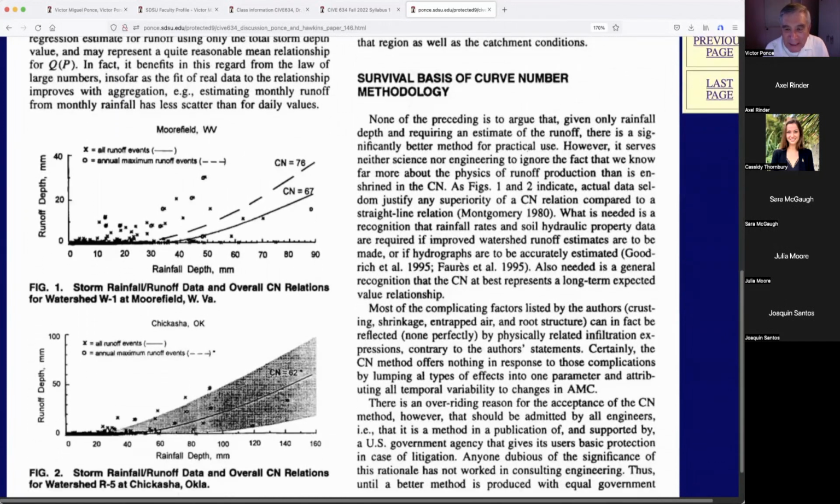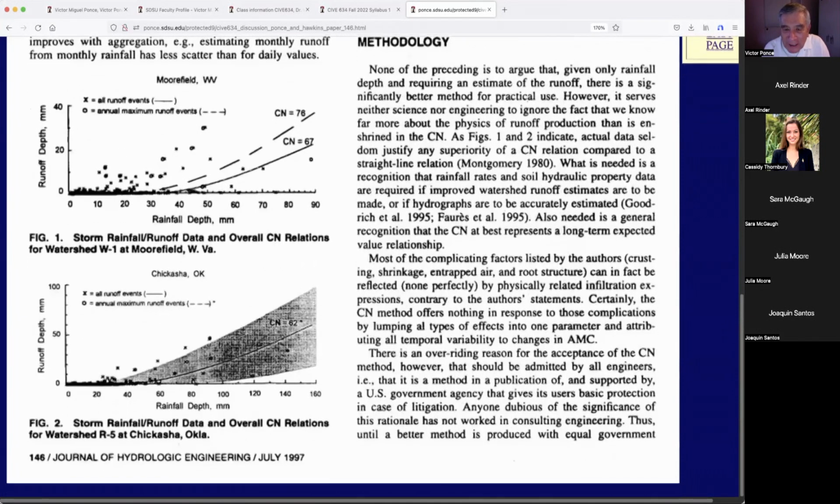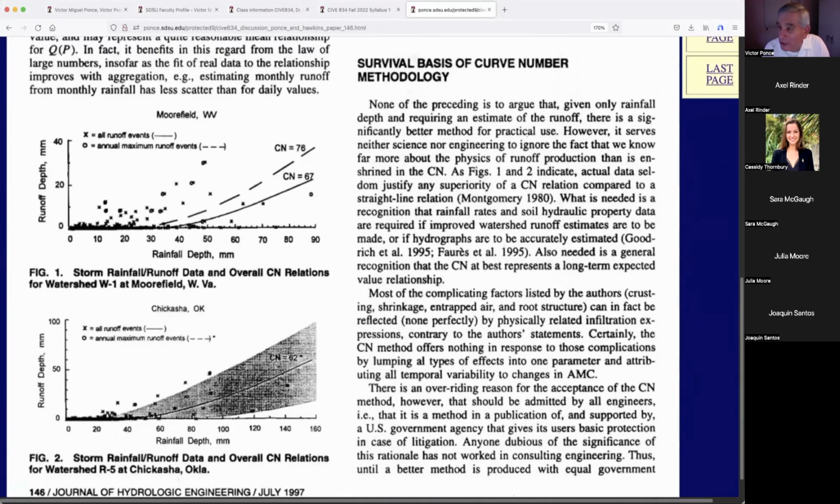Survival basis. Now he's beginning to give me a pat on the back. He says, none of the preceding is to argue that, given only rainfall depth and requiring an estimate of runoff, there's a significantly better method for practical use. My gosh, Roger, you could have said that at the beginning. And he's going to continue to do this. He's going to continue to say, yeah, but you guys are right because it's practical. Okay?